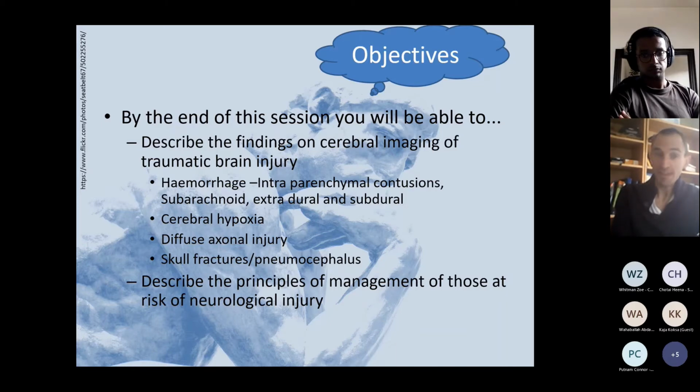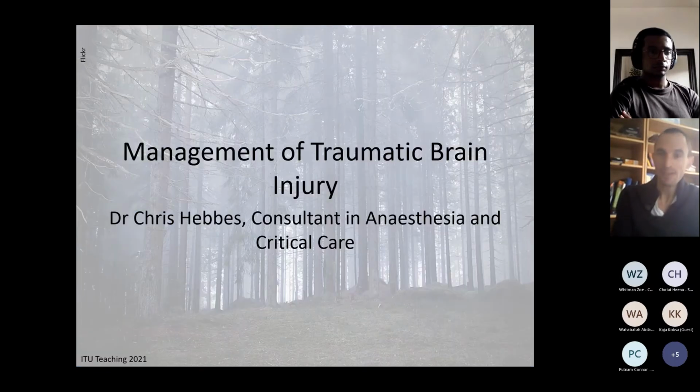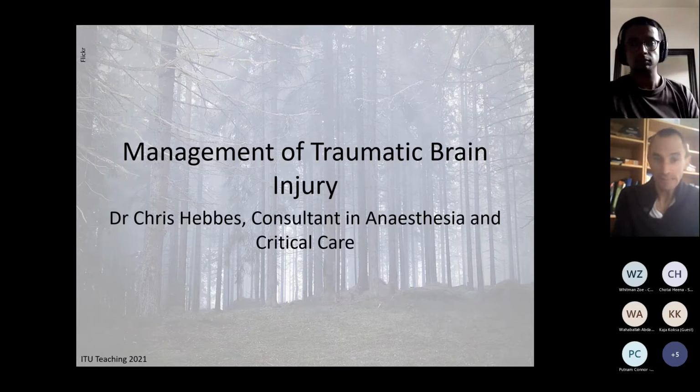My part of the session is about describing the principles of management of patients who are at risk of neurological injury, and that correlates very nicely to the high-level learning outcomes for ICM, but it also cross-covers many of the outcomes for ACCS as well. So hopefully this should cover an area of your curriculum, whichever curriculum you happen to be on. I'm Chris Ebbs, one of the consultants in anaesthesia and intensive care at the Royal, and I'm going to talk about management of traumatic brain injury.